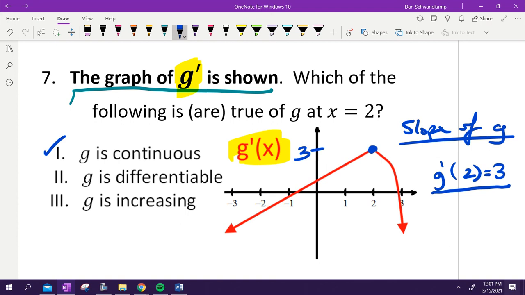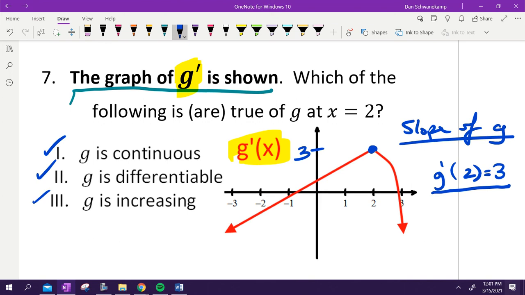Could you find the derivative of this graph? No, because of that corner point, I can't find the derivative of this graph, but this already is the derivative. All right, so is it differentiable? Yeah, because there's something there. The fact that there's a point there at 2 makes it differentiable.